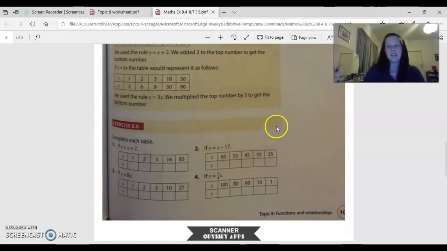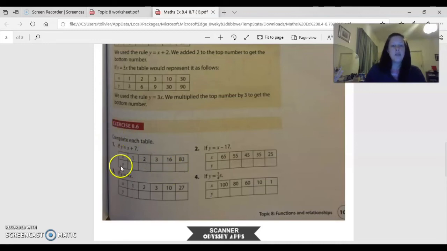Exercise 8.6 is our table form, okay? So if y is equal to x plus 7, this is my rule, I'm going to replace by substitution this number 1 or 2 or 3 or 16 or 83 with x. The first one would be 1 plus 7 gives me an answer of 8. I'm going to fill in the 8 over there in the y. 2 plus 7 gives me 9. 3 plus 7 gives me 10, etc., etc.